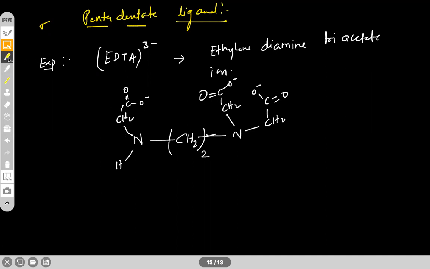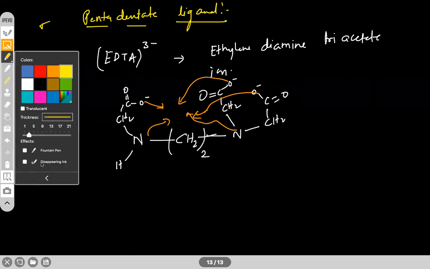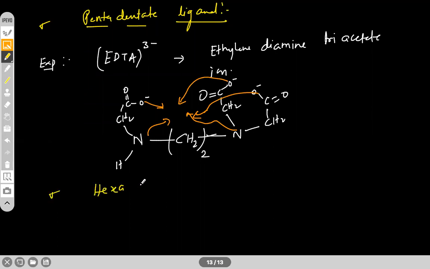So donor atoms here you see, the donor atoms are 1, 2, 3, 4, and 5. Pentadentate ligand. 2 nitrogen and 3 oxygen atoms are the donor atoms. Hexadentate ligand, the last one. Denticity is 6, and the example is EDTA.